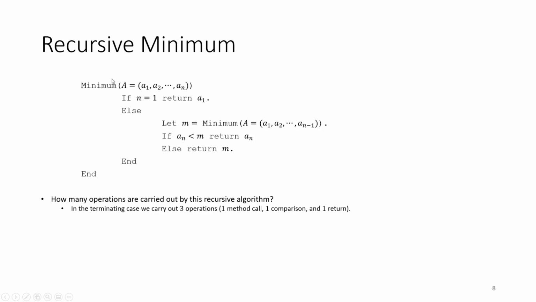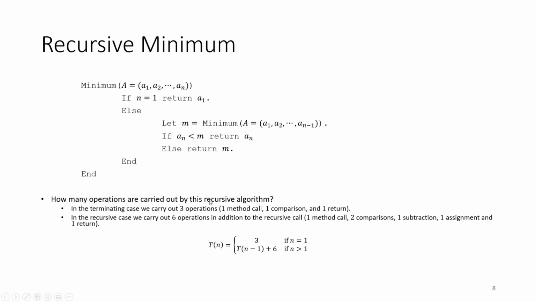So let's go through that again. 1 for the method call, 2 for this check, but we don't go here, we go into the else. 3 for the assignment, 4 for the minus 1, 5 for this check, and then whichever branch we go down is 6. We do the 6 for the return. So I end up counting out 6 operations. And so this gives us this recurrence relation.